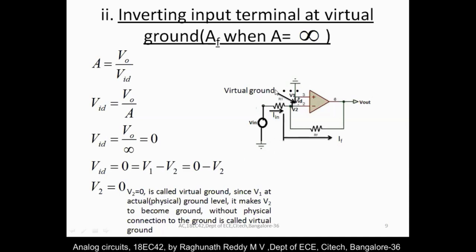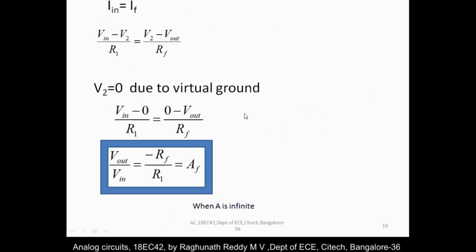Now you know that In equal to IF. In is V in minus V2 divided by R1, that is equal to V2 minus V out by RF. If we make V2 equal to 0 due to virtual ground, you get this expression. Then rearrange it, and you get the closed loop gain AF equal to minus RF by R1 when A is infinite.